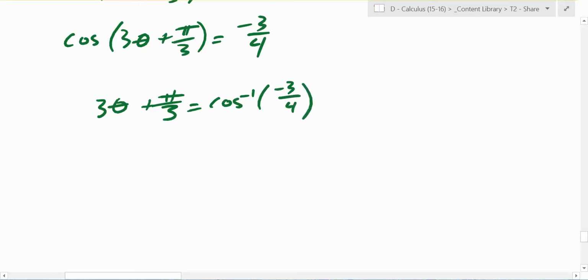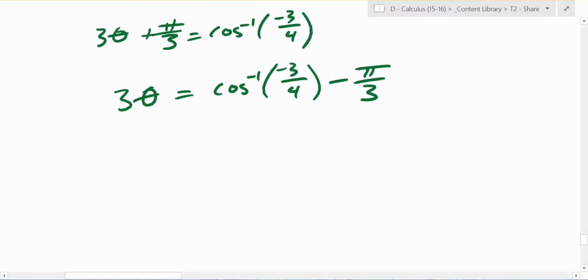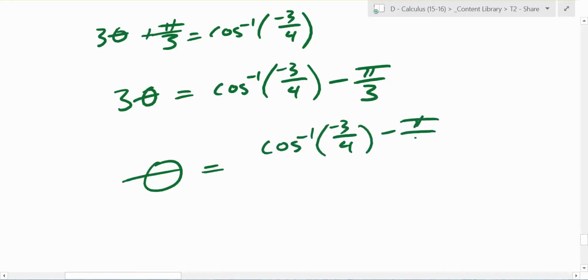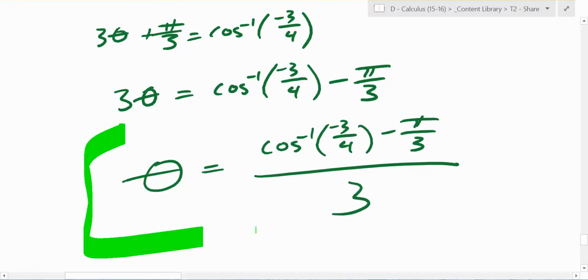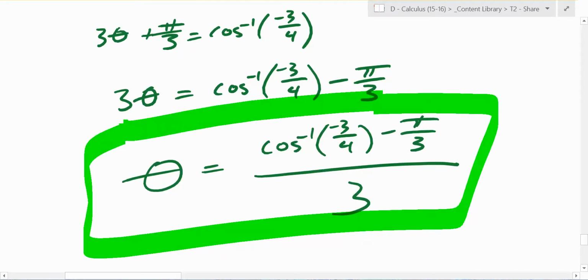What do I subtract now? So you have cosine inverse of -3 over 4 minus pi over 3. And then you are done. Is it longer? Sure. Would you have to use a calculator to get the decimal? Absolutely. But is this the answer? Yes, it is. That is the answer.